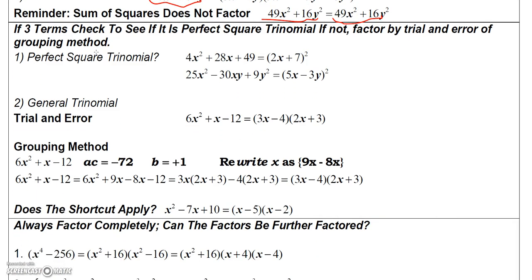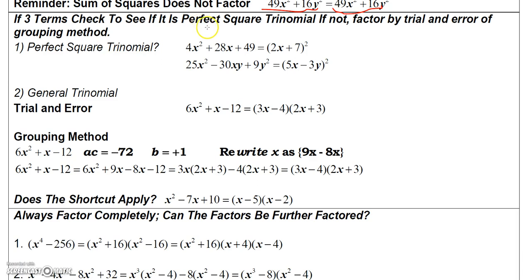Now if you have 3 terms, you can check to see if it's a perfect square trinomial. So for instance here, I know this is a perfect square trinomial because the first and last terms are perfect squares. And if you check, the middle term is double what 2x times 7 would be, which is the square roots of these 2 terms. So 2x times 7 is 14x, and the middle term is double that. And on this one, I know this is a perfect square trinomial because the square root of this is 5x, the square root of this is 3y, and if you multiply 5x times 3y, you get 15xy, and if you double it, you get 30xy. So both of these are perfect square trinomials.